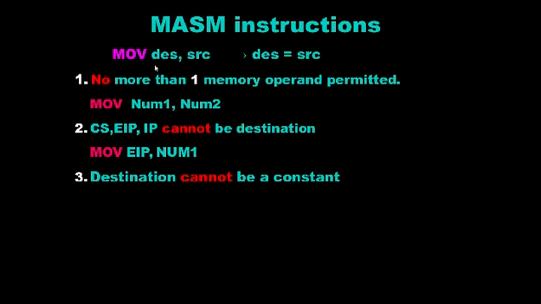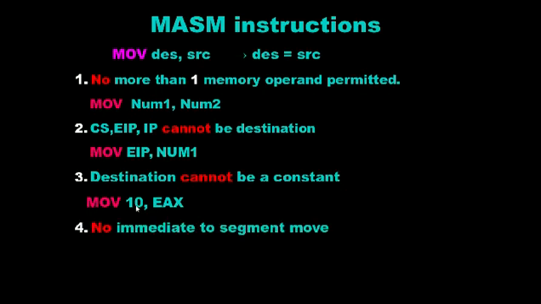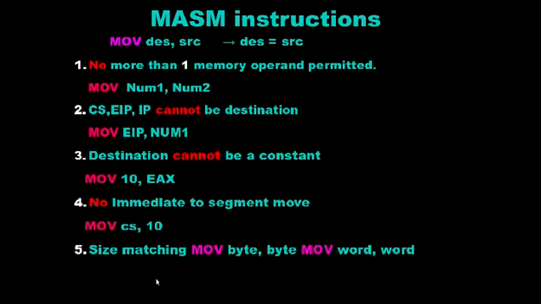Destination cannot be a constant. Makes sense. If I'm moving source, where is it going to save it? The constant is not a memory location or register. It's an immediate value, immediate value 10. No place for it in memory. No immediate to segment, same thing. I can't move to a segment register, CS, ES. We don't want to change the flow.